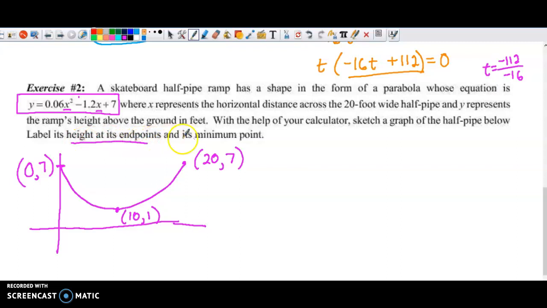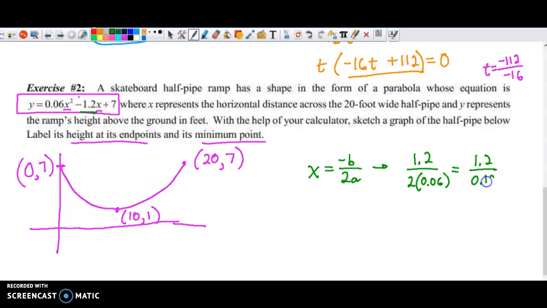Height, its endpoints, its minimum point, I think we did it all. Now, you can confirm that those points are correct by doing formulas like x equals negative b over 2a. And you can figure out that the b value is negative 1.2, so the negative of that makes it positive, and then if you double that 0.06, the a value, you have 1.2 divided by 0.12, which equals 10.